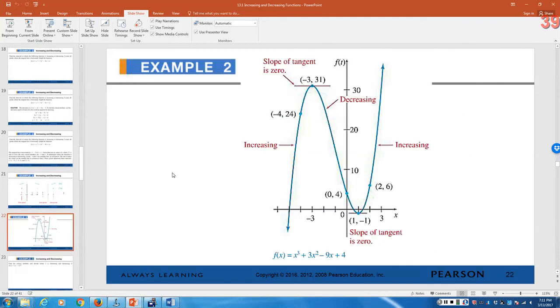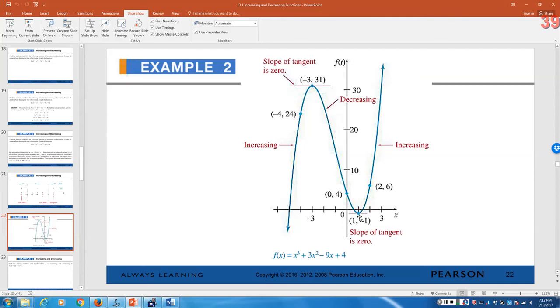And our function looked like that. So what that means is that our slope was positive from -infinity until it got to -3. And at x equals -3, the tangent line had a slope of 0. The slope of the function at that peak is 0. And then from -3 until we get to +1, the function is decreasing because its slope is negative.